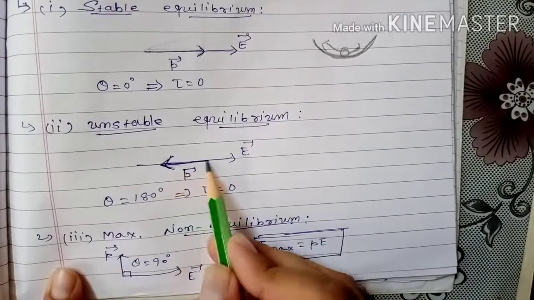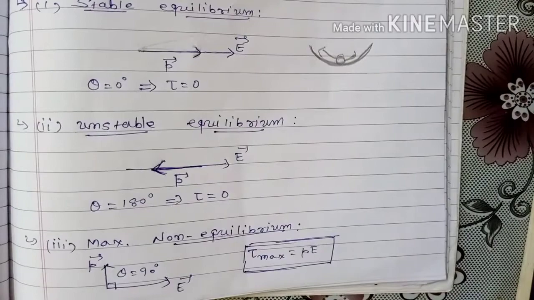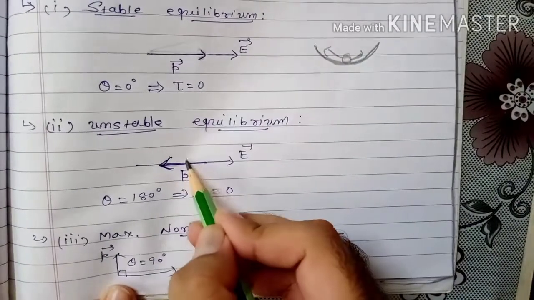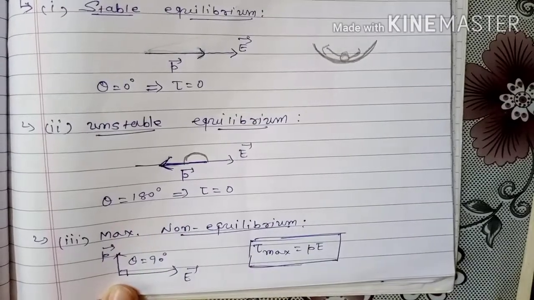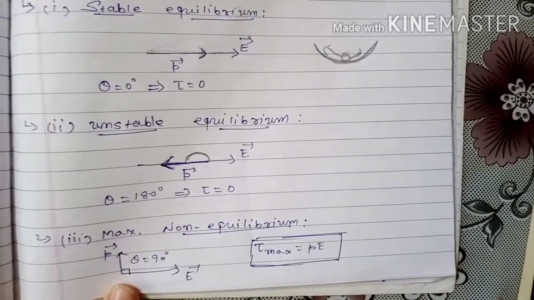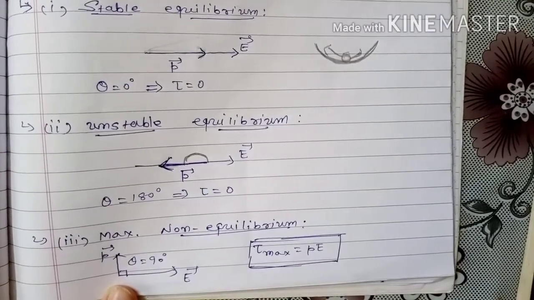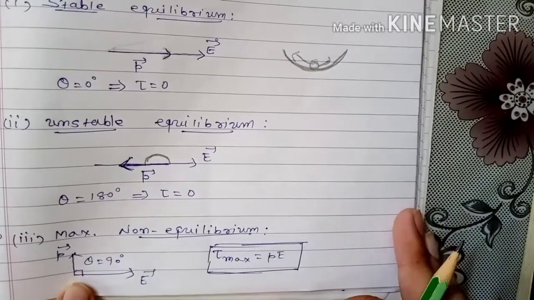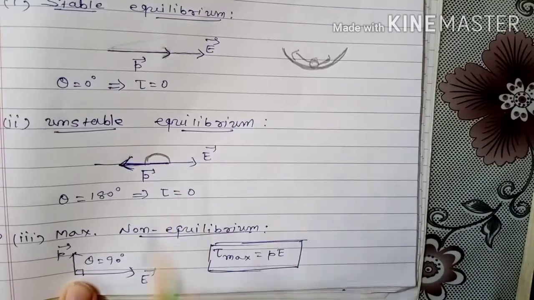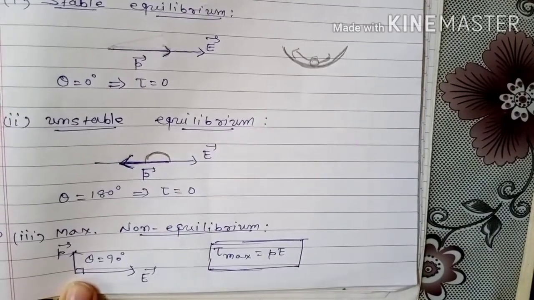Next, that is unstable equilibrium condition. If electric dipole moment and electric field both are in opposite directions, then the angle between them will be 180 degrees. Theta is equal to 180 degrees. Using the formula torque tau is equal to pE sin 180, sin 180 is 0. Therefore torque will be 0 when the angle between P and E is 180 degrees. So here also net torque is 0, force is 0, it means equilibrium condition.